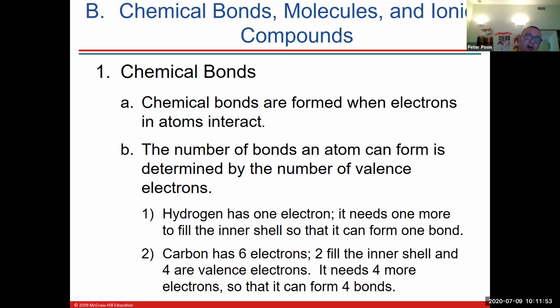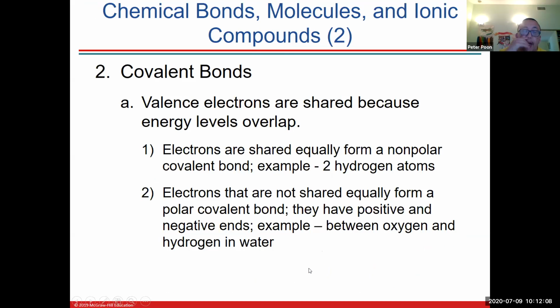Chemical bonds. Chemical bonds are formed when electrons in the atoms interact. The number of bonds an atom can form is determined by the number of electrons. We just went over that in a little detail there. The first type of bond is a covalent bond.